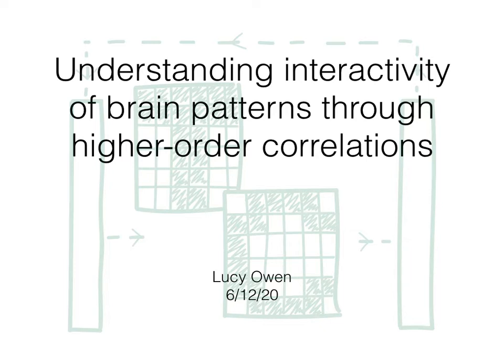I'm going to be talking about how we're trying to understand interactivity of brain patterns through higher order correlations. And particularly, I'm going to be talking about a method that we've developed called timecorr that allows us to estimate higher order correlations in a computationally tractable way.